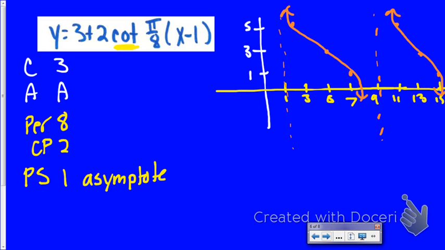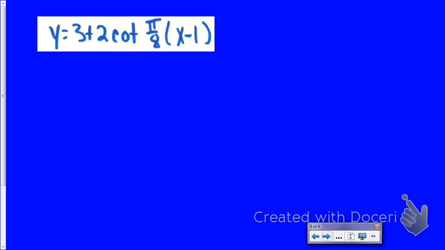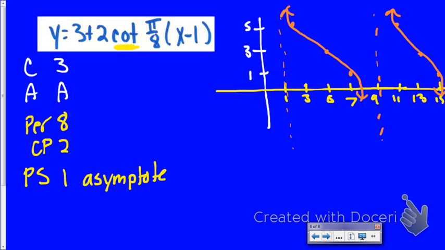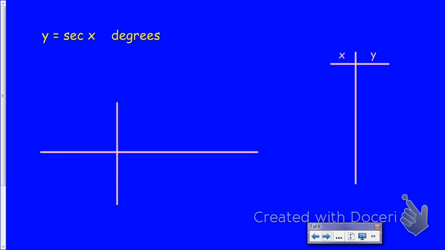Alright, so that's all we have for tangent and cotangent graphs. So now the last two we need to look at are secant and cosecant. Secant and cosecant, if you remember, are the reciprocals of sine and cosine. Secant is the reciprocal of cosine.